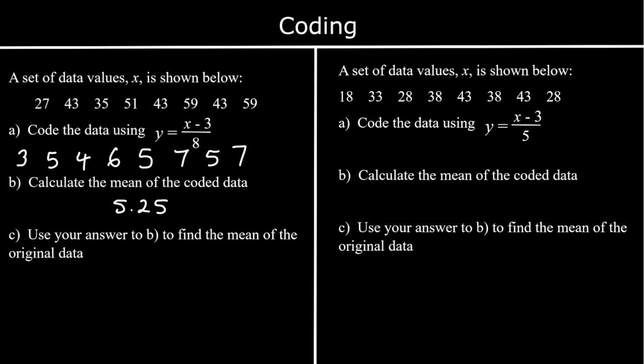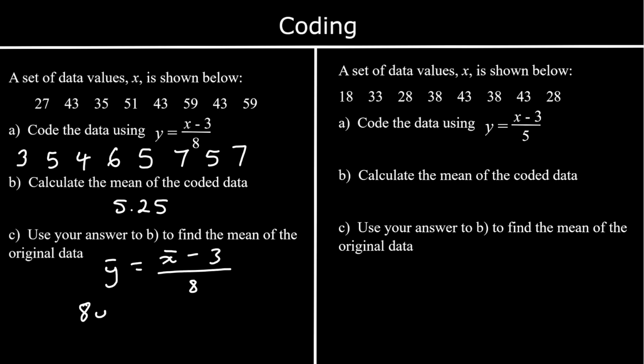Use your answer to find the mean of the original data. So we've got the mean of the y's, and we can say that y bar is x bar minus 3 over 8. So when we've got a mean, if we double all the numbers, we double the mean. If we add 3 to all the numbers, we add 3 to the mean. So we just need to undo this coding. So we're going to times by 8 and then add 3, and that will get x bar by itself.